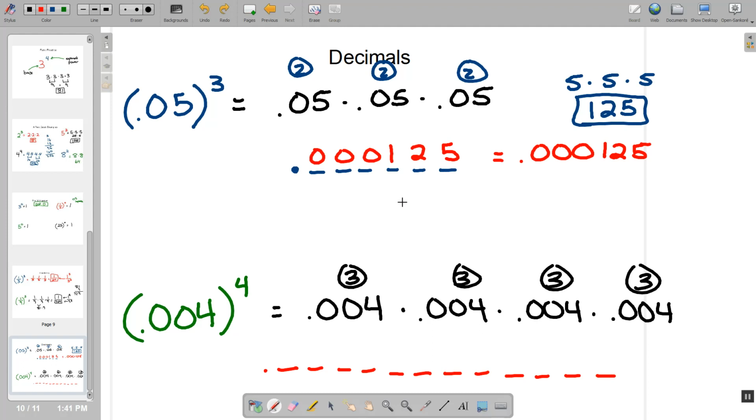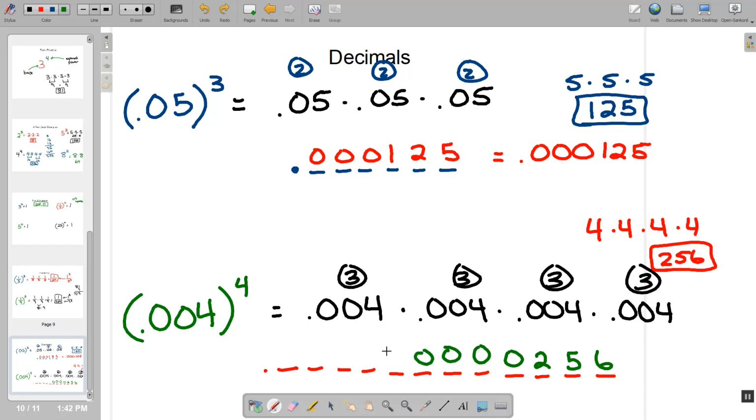All right, so now we take the significant digits of 4, and I do 4 times 4 times 4 times 4, which we did in the video already and got 256, which I then put at the back of my long decimal chain, and I fill in the rest with zeros, and I'm done. And the correct name for this decimal is pretty tricky, so I'm not going to make you say that one out loud.